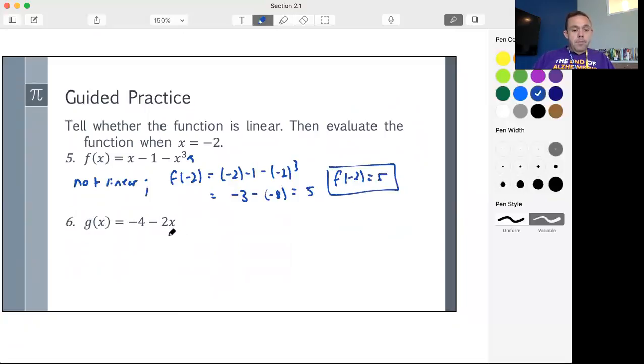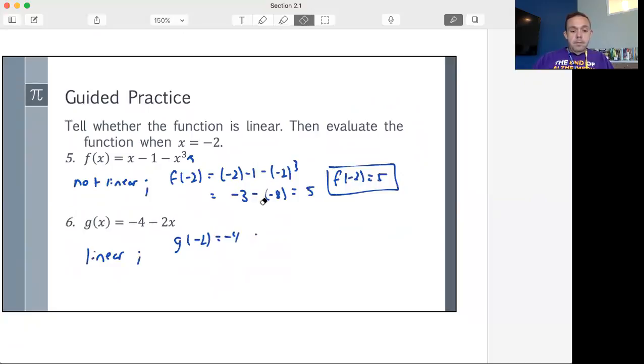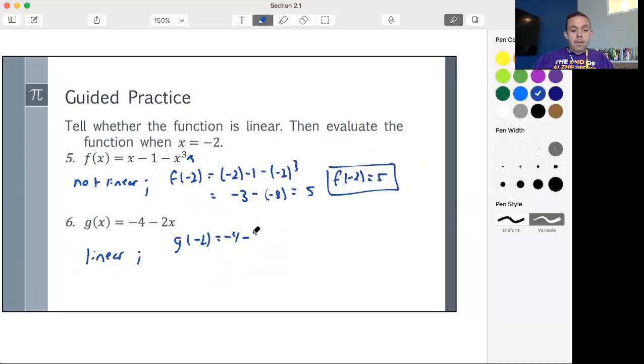All right, number 6. There's only a power of 1, so this is a linear function. So then g of -2 equals -4 minus 2 times -2. So that equals -4 plus 4, so that equals 0. So g of -2 equals 0.